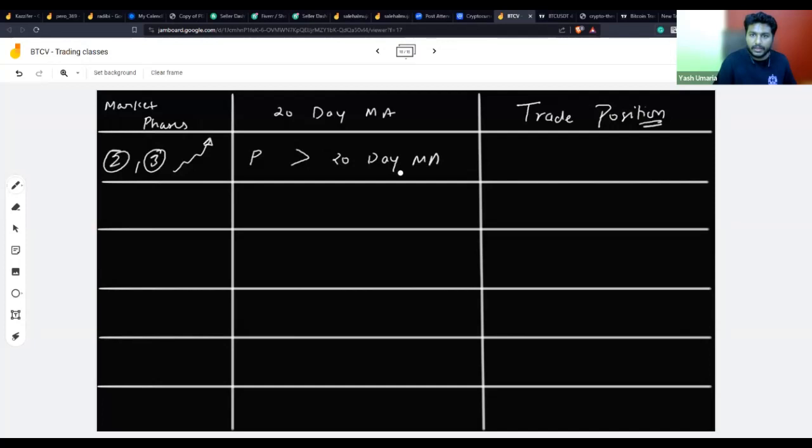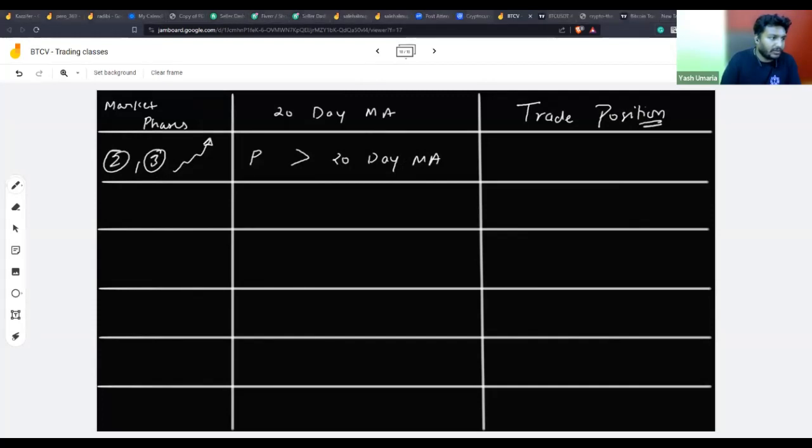Now we have these two things. Tell me what kind of position I should take, long or short. We are in the second or third market phase, and the price of BTC is greater than the 20-day moving average. I got one answer. I will wait for one more.